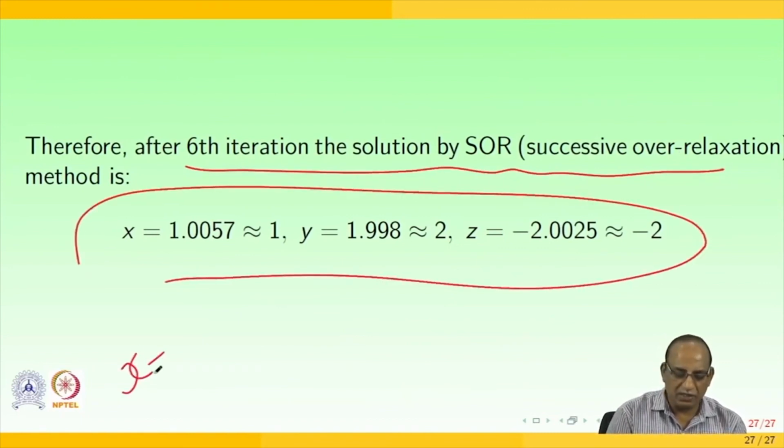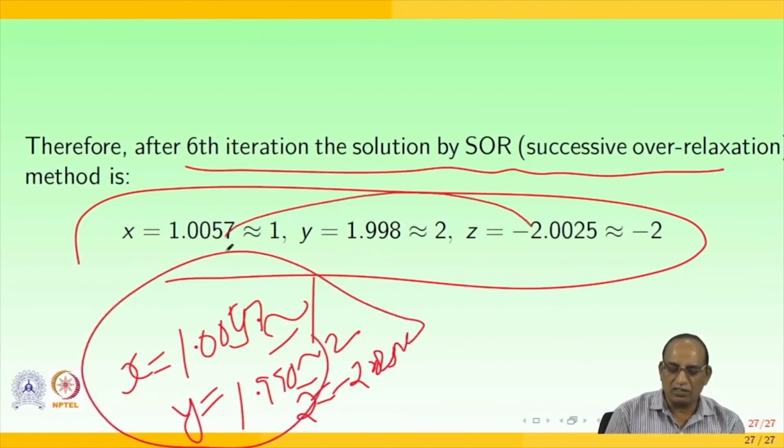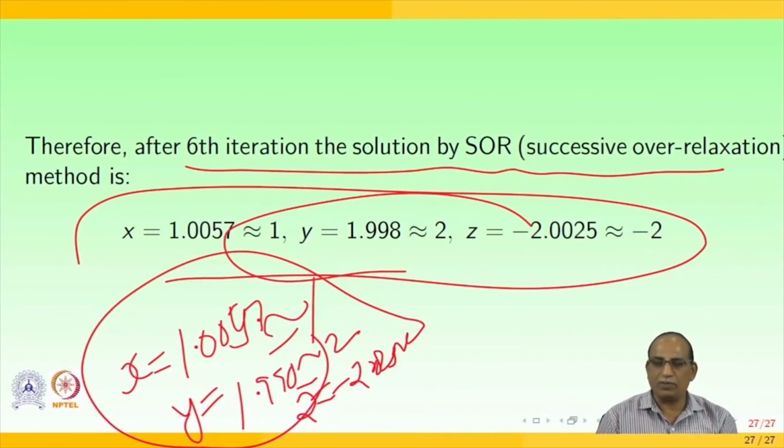That is, x is equal to 1.0057, which is close to 1, y is equal to 1.998, which is close to 2, and z is equal to minus 2.0025, which is close to minus 2. So, using the successive relaxation method, you get much closer to the true solution that is expected.